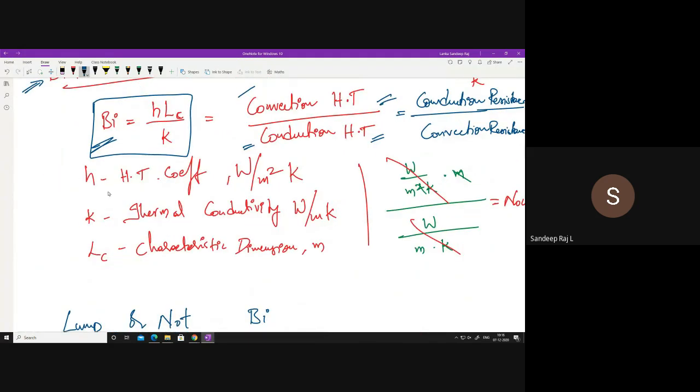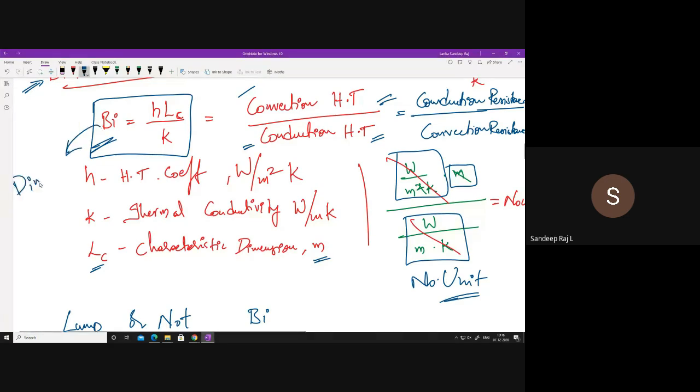We call this h Lc by k, h being the heat transfer coefficient measured in watt per meter square Kelvin, k the thermal conductivity measured in watt per meter Kelvin, and Lc the characteristic dimension measured in meters. If you take the units, h is watt per meter square Kelvin, L is meter, and k is watt per meter Kelvin, so the unit in the numerator equals the unit in the denominator. There is no unit for the Biot number. The Biot number is a dimensionless number.